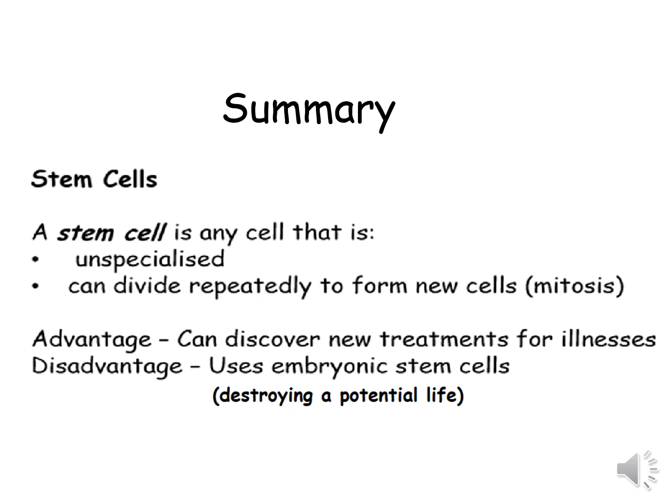So the summary here is stem cells is a cell that's unspecialised, that can divide to form more stem cells and also can become a specialised cell. The advantage is that we can discover new treatments for illnesses, but the disadvantage is using embryonic stem cells can destroy a potential life.